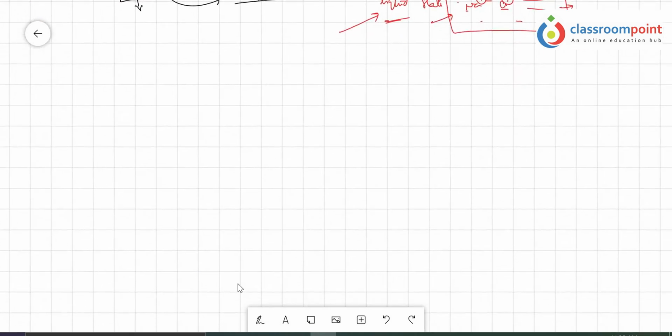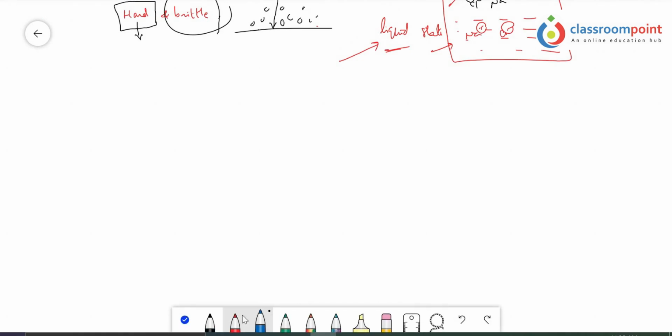Now let's try to take the metallic solids. Hope you will understand what I am going to discuss about the metallic solids, because here we are going to discuss the metallic bond also. So, metallic solids.